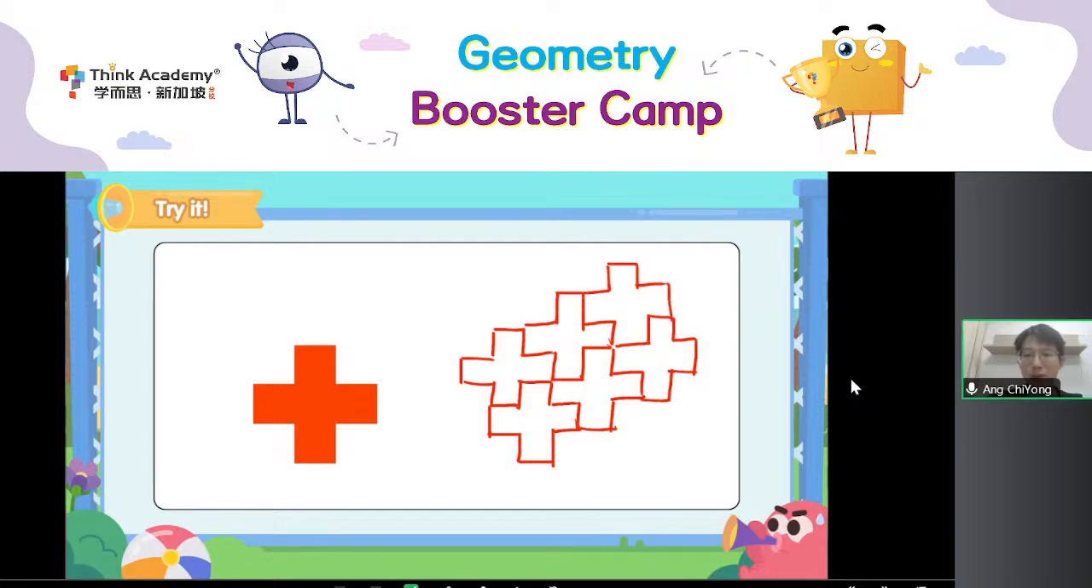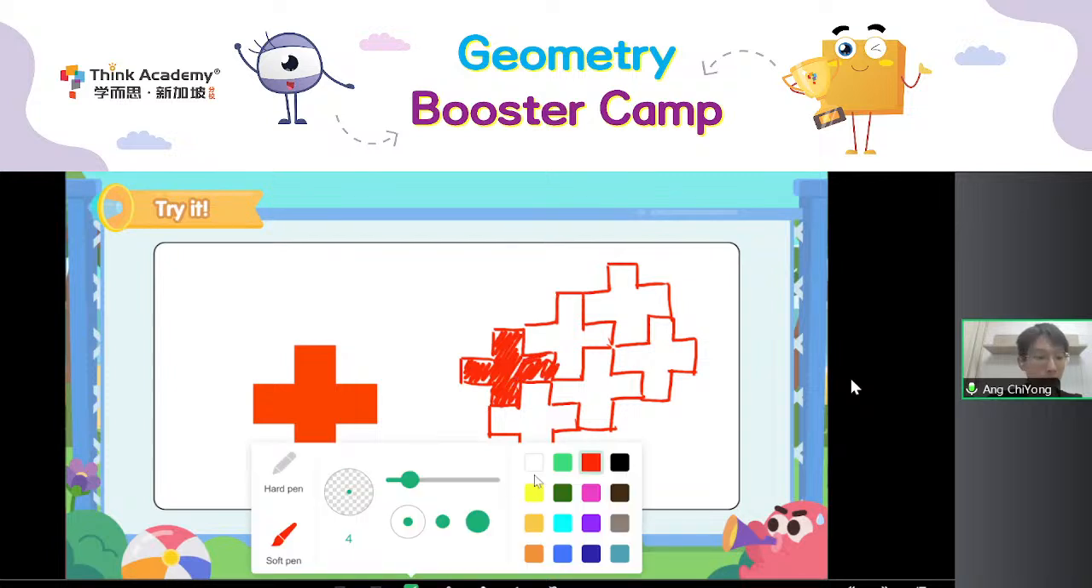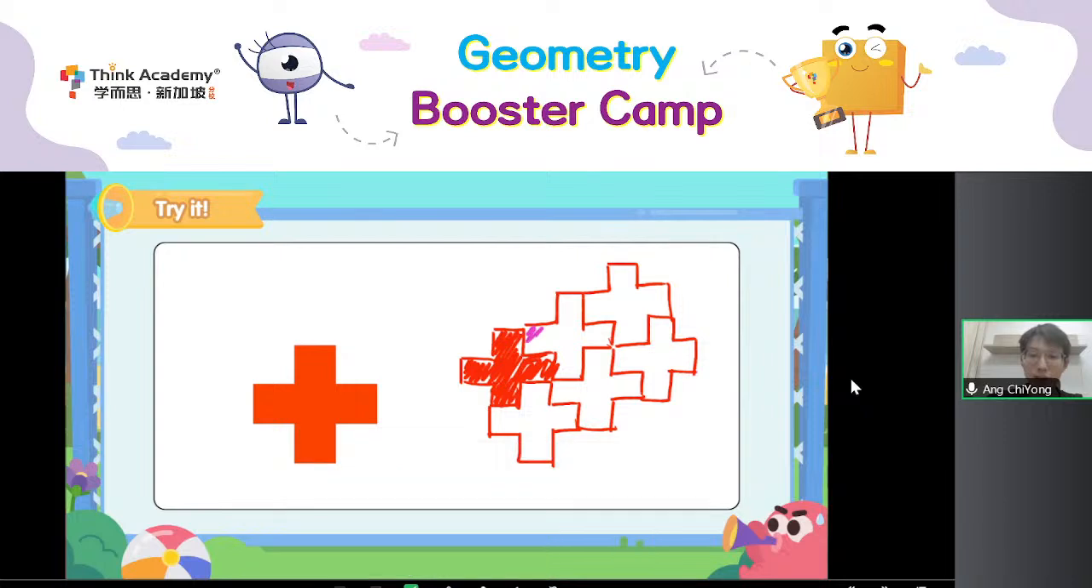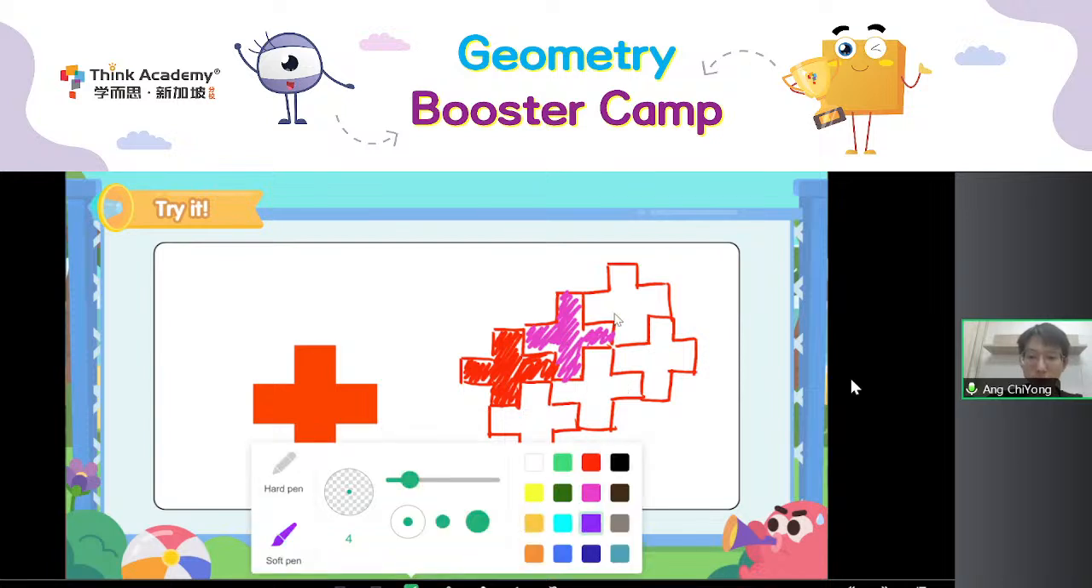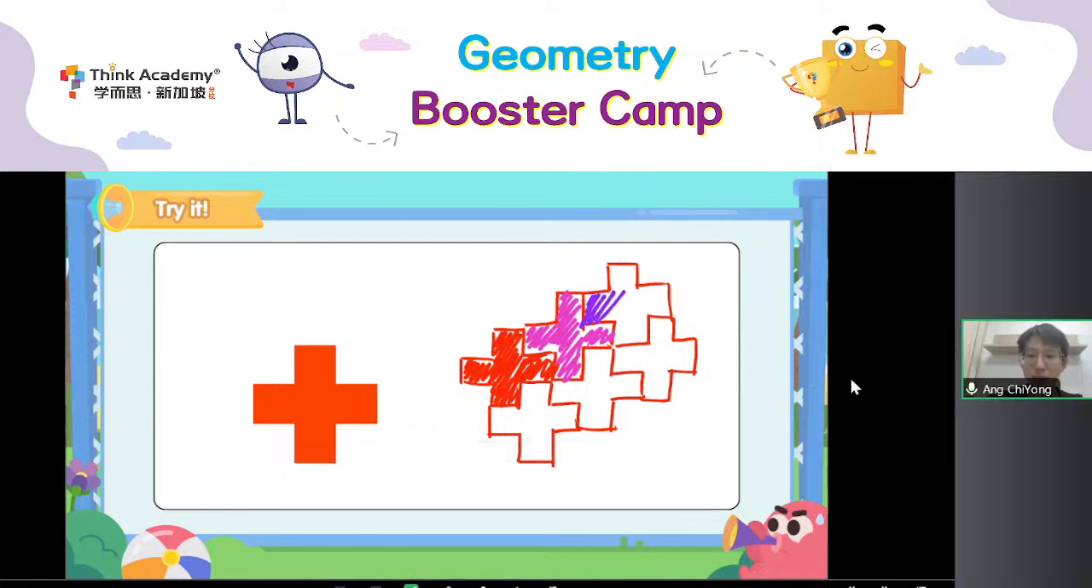Wow. You see, this is called tessellation. All my shapes are side by side and no gaps. Okay, this is actually pretty. If you have time, you can use color pencil to color your shapes also. Use different colors to make many, many beautiful shapes. Can use pink. I can use what other color? I can use purple. Okay, I really like these colors.